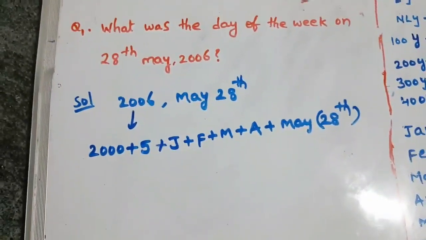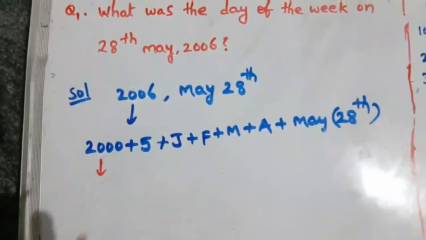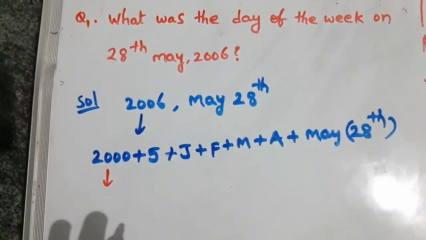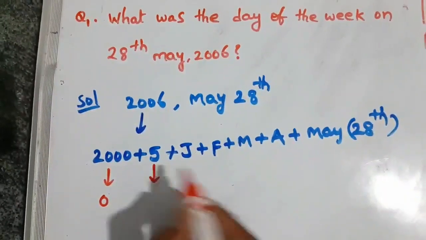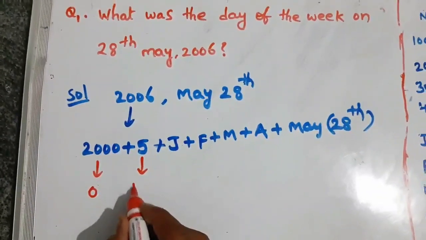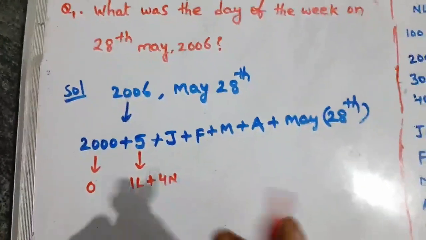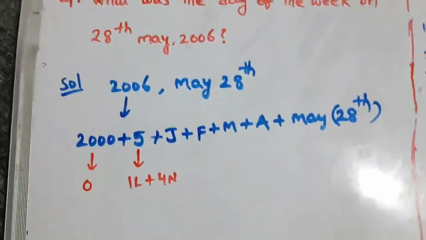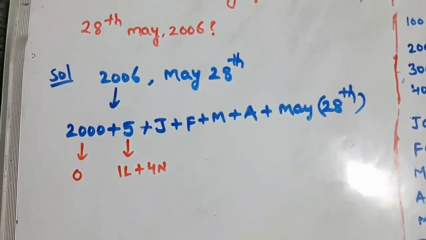Now I will write odd days. 2000 years means 0 odd days. Like 400 years having 0 odd days means 800 also has 0, 1200 also has 0, 2000 also has 0 odd days. Now I have to find how many leap years are there out of these 5 years. 1 leap year and 4 non-leap years. How to find a leap year, you know, right? Here, with just 5 years, we can directly write 1 leap year. If it is a big number, we have to divide by 4.